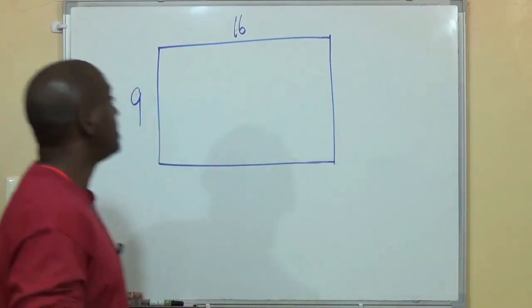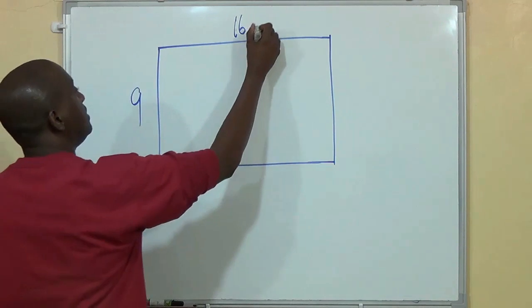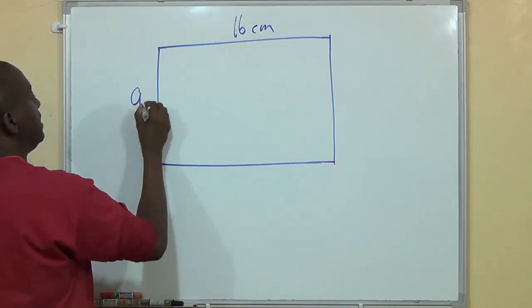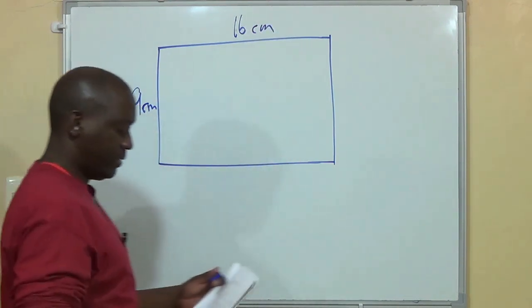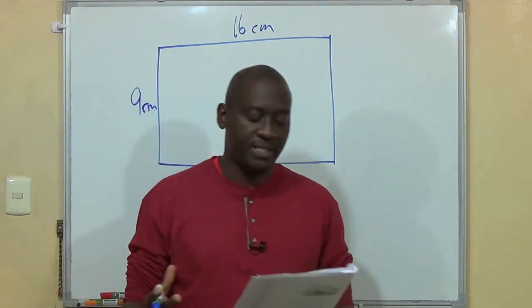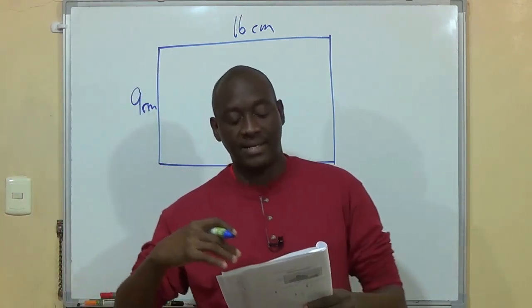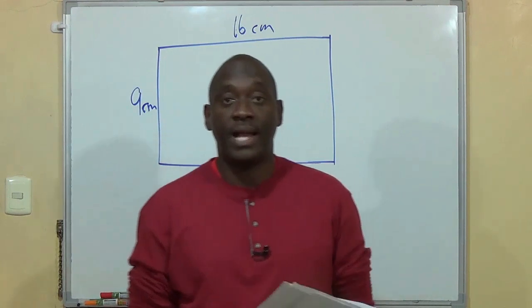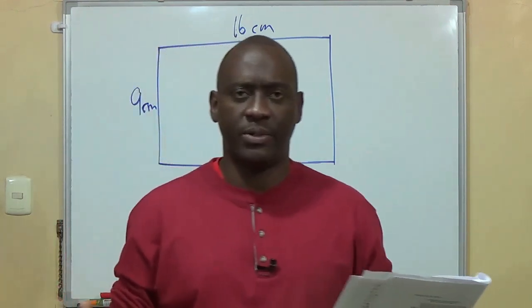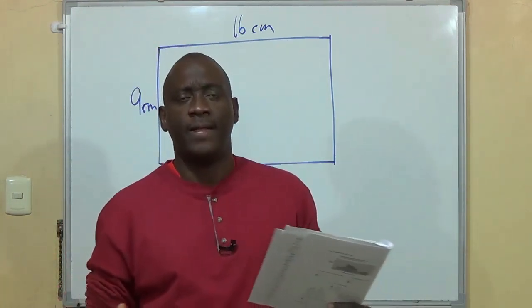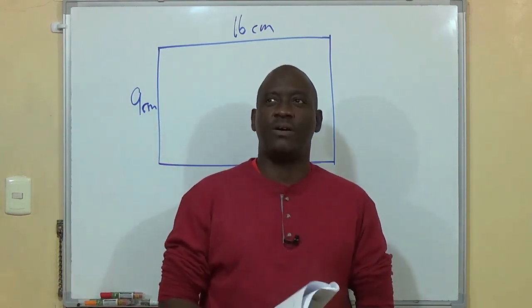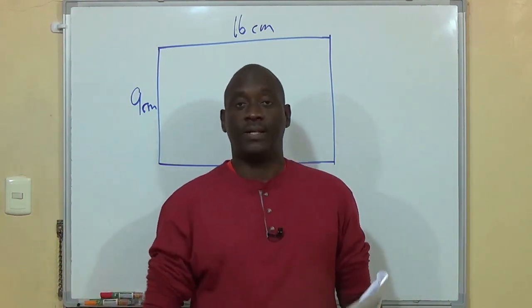In this case, we talk in centimeters, right? So let me just put the centimeters here: 16 by 9 centimeters. So the question asks, what are the least possible values of its dimensions? And based on all the available answers there, you could see that we're talking about the whole issue of approximations, the whole issue of rounding off.